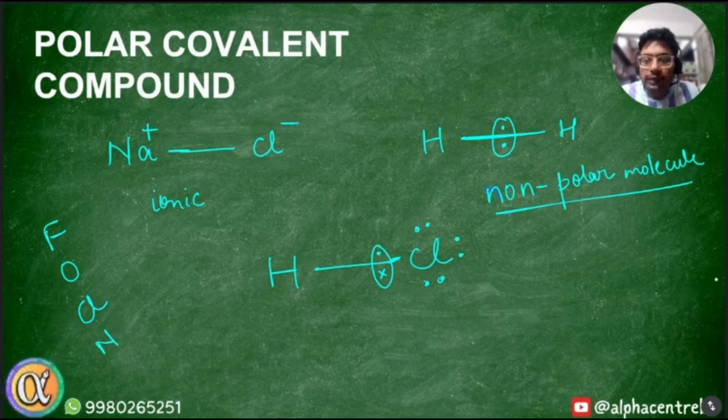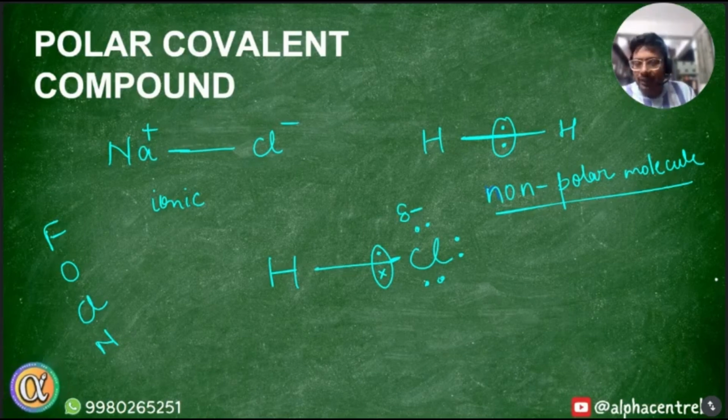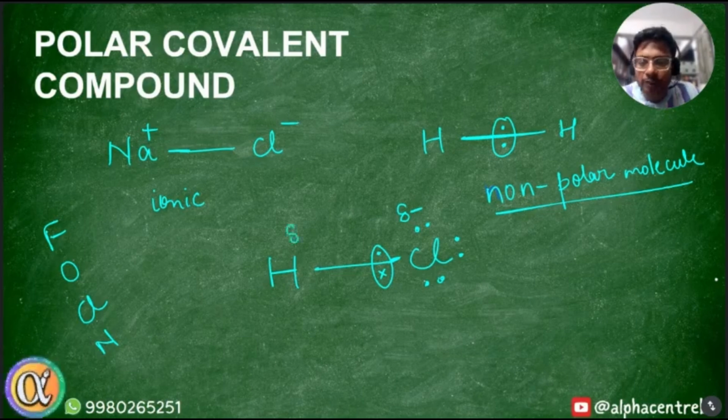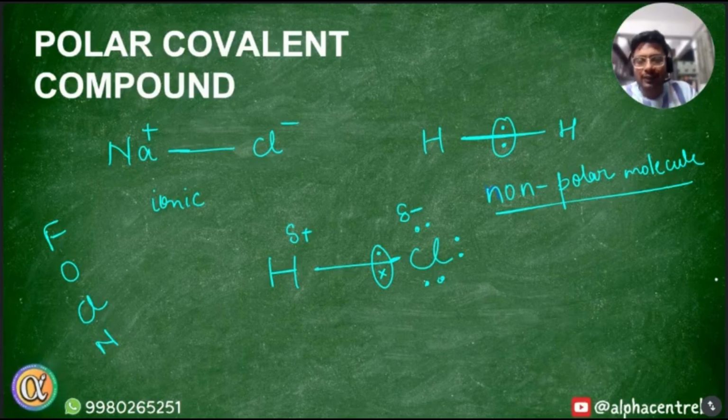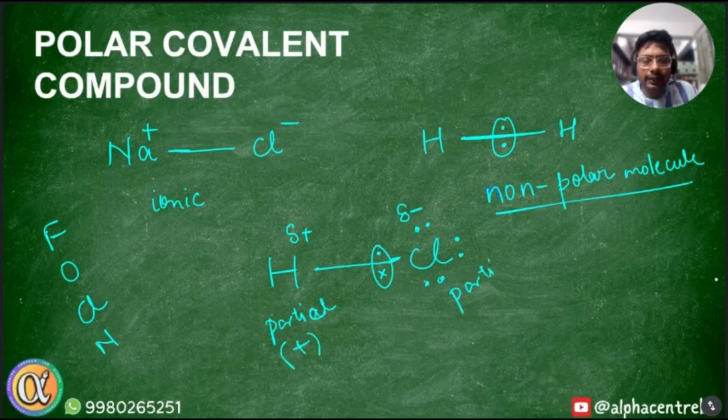Therefore, chlorine gets a delta negative charge. You'll say, what is delta, sir? Delta is a fraction whose value is less than 1. Similarly, hydrogen gets a delta positive charge. What is delta here? Again, a fraction whose value is less than 1. Means, sir, we are trying to say that chlorine and hydrogen have partial positive and partial negative charge.